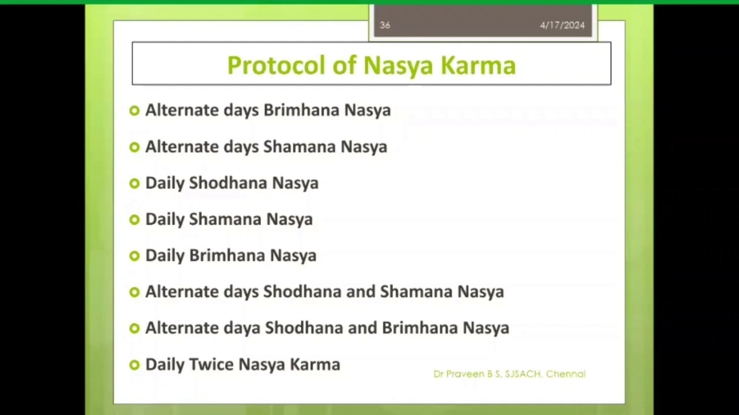Alternate days Brahmana Nasya, because Nasya Karma is not indicated daily as far as the routine practice of Nasya is concerned. This is the classical version: he says alternate days only, not daily. So you are supposed to plan alternate days Brahmana Nasya, alternate days Shamana Nasya, and daily Shodhana Nasya, daily Shamana Nasya, and daily Brahmana Nasya can also be given. Alternate days Shodhana Nasya and Shamana Nasya can also be planned. Alternate days Shodhana Nasya and Brahmana Nasya can also be planned.